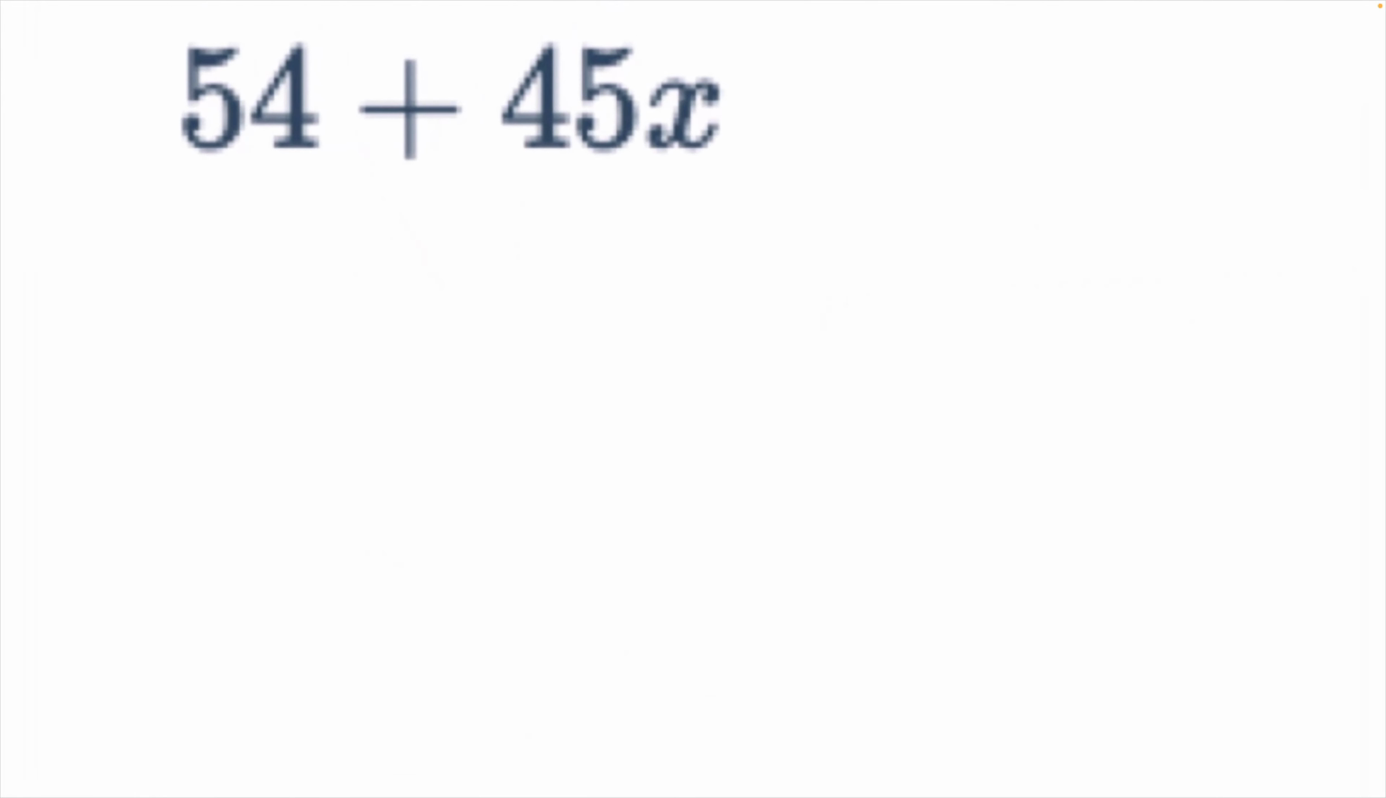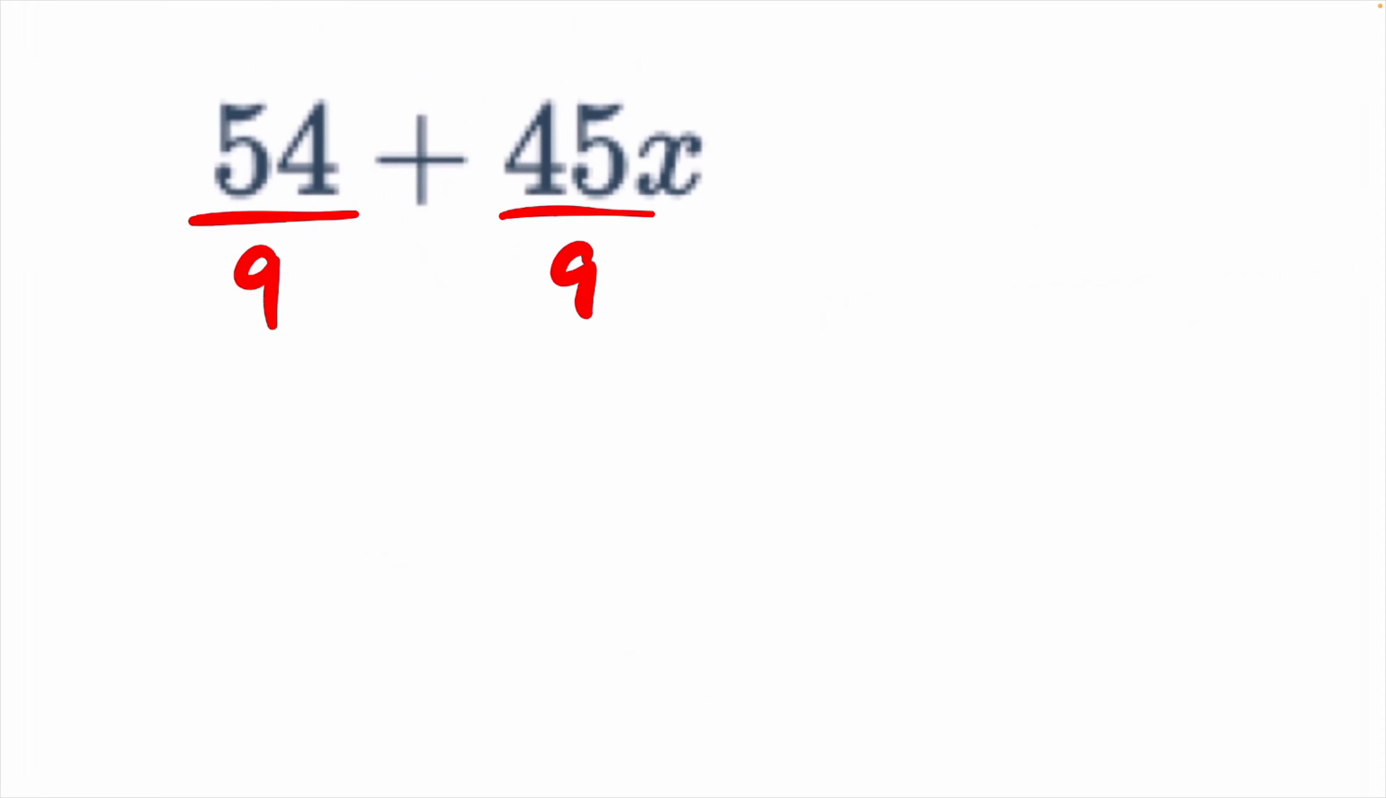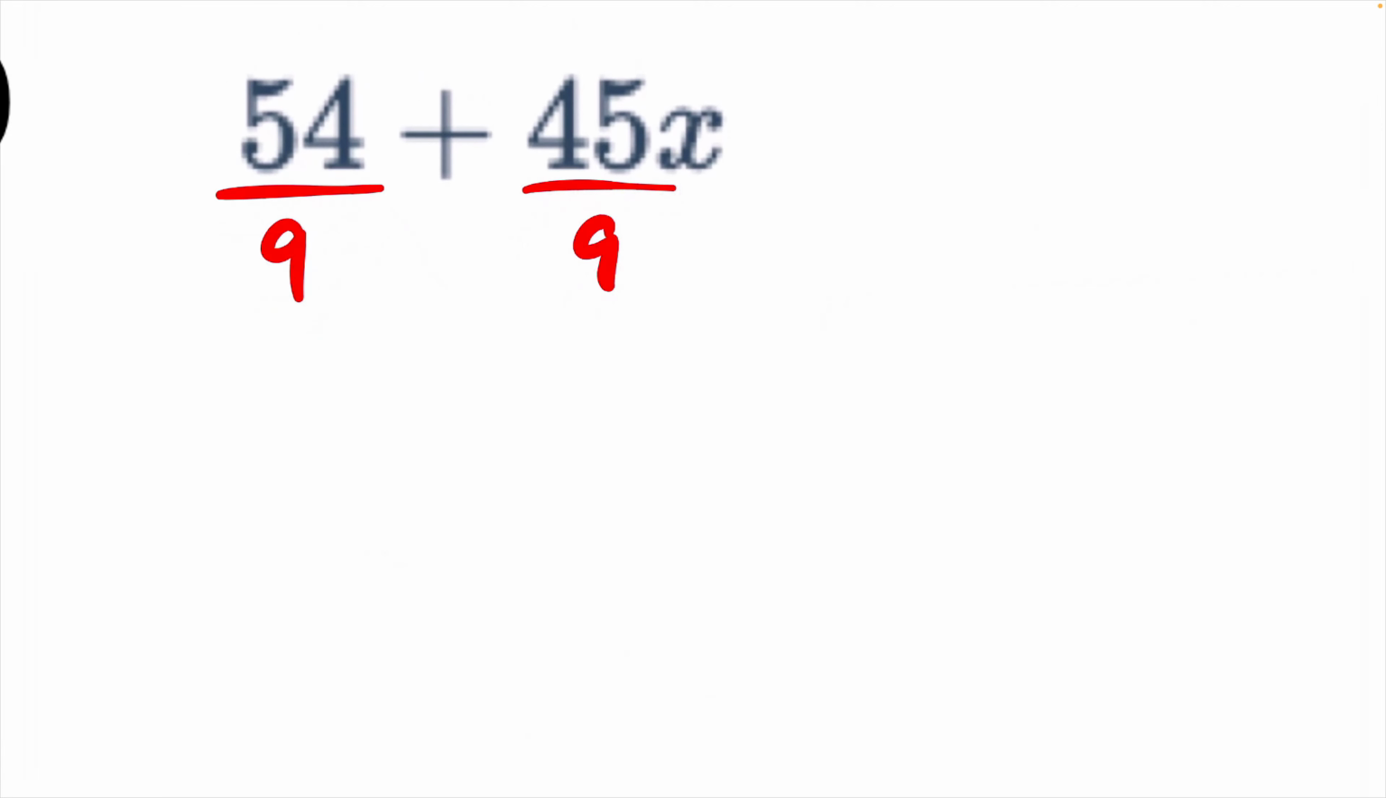I have a binomial, 54 and 45x. What's the biggest number? First, let's start with the numbers. 54 and 45. What's the biggest number that goes into both evenly? Not 8. 9, I think 9 is the biggest. Yeah, I think 9 definitely goes in here, and it definitely goes in there. 54 doesn't have an x, so we can't even take that into account. So what do we say? We say the GCF is 9, right?